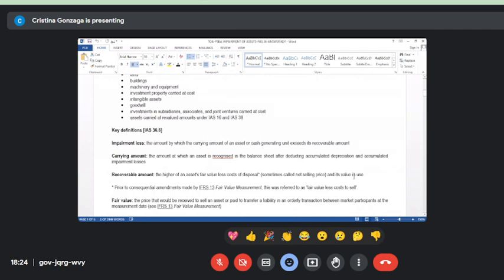Do you still remember present value? Because in calculating the value in use, we use the present value factors. Di ba? Okay. So recoverable amount is the higher of an asset's fair value minus cost of disposal, or it may be called the net selling price, versus the value in use. So, meron tayong gagawing comparison. And the recoverable amount is the higher amount. Not the lower amount, but the higher amount.